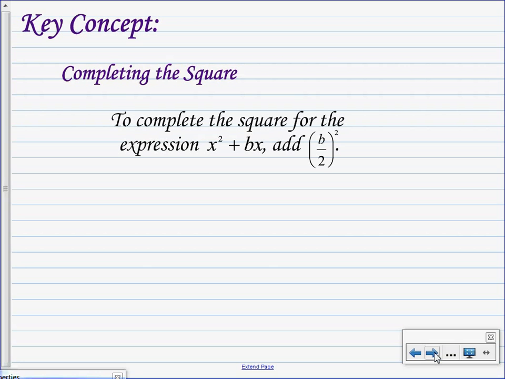Okay? And it says to complete the square for the expression x squared plus bx, we add b over 2 squared. And I'm going to show you where it comes from in picture form. If I can draw the picture right, you know I don't draw very well. I'm going to try.